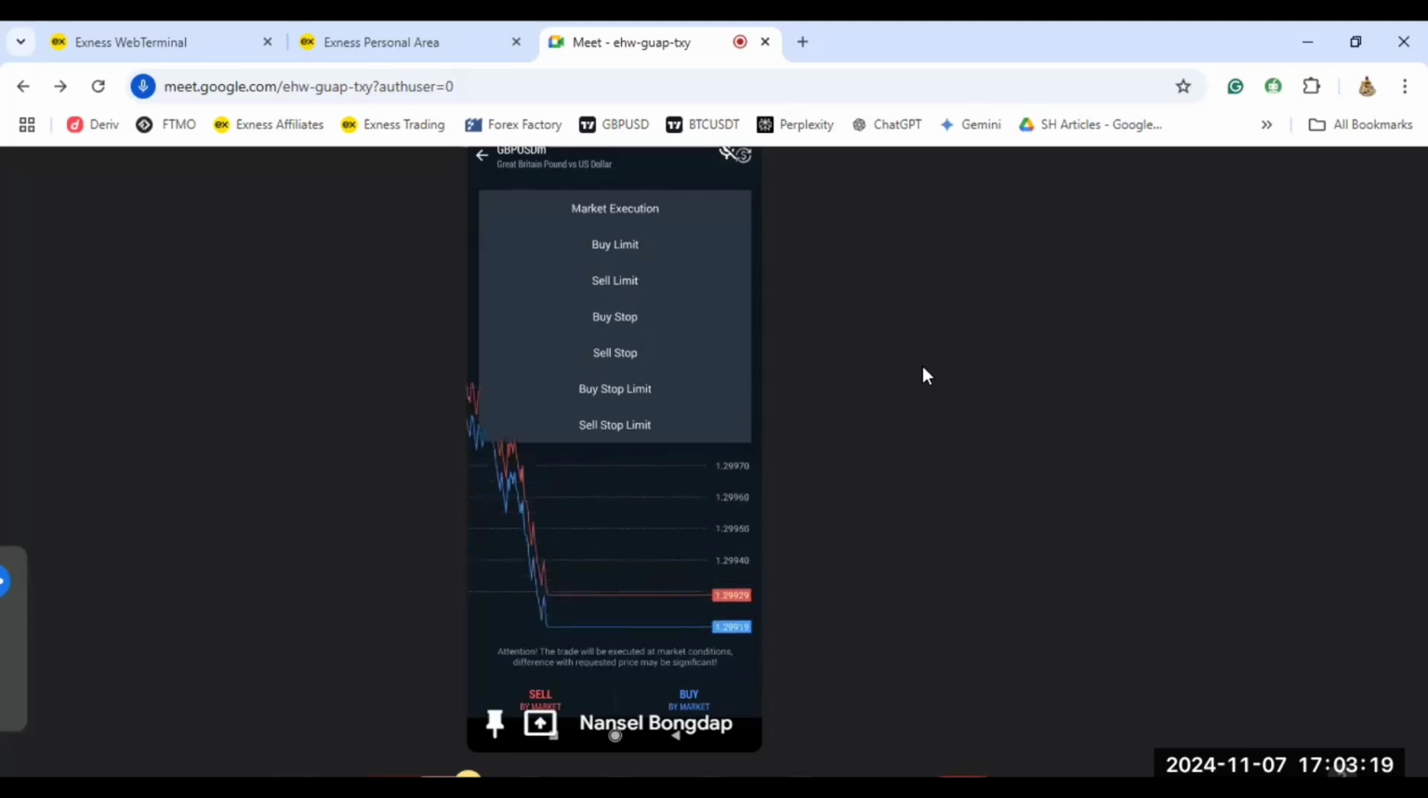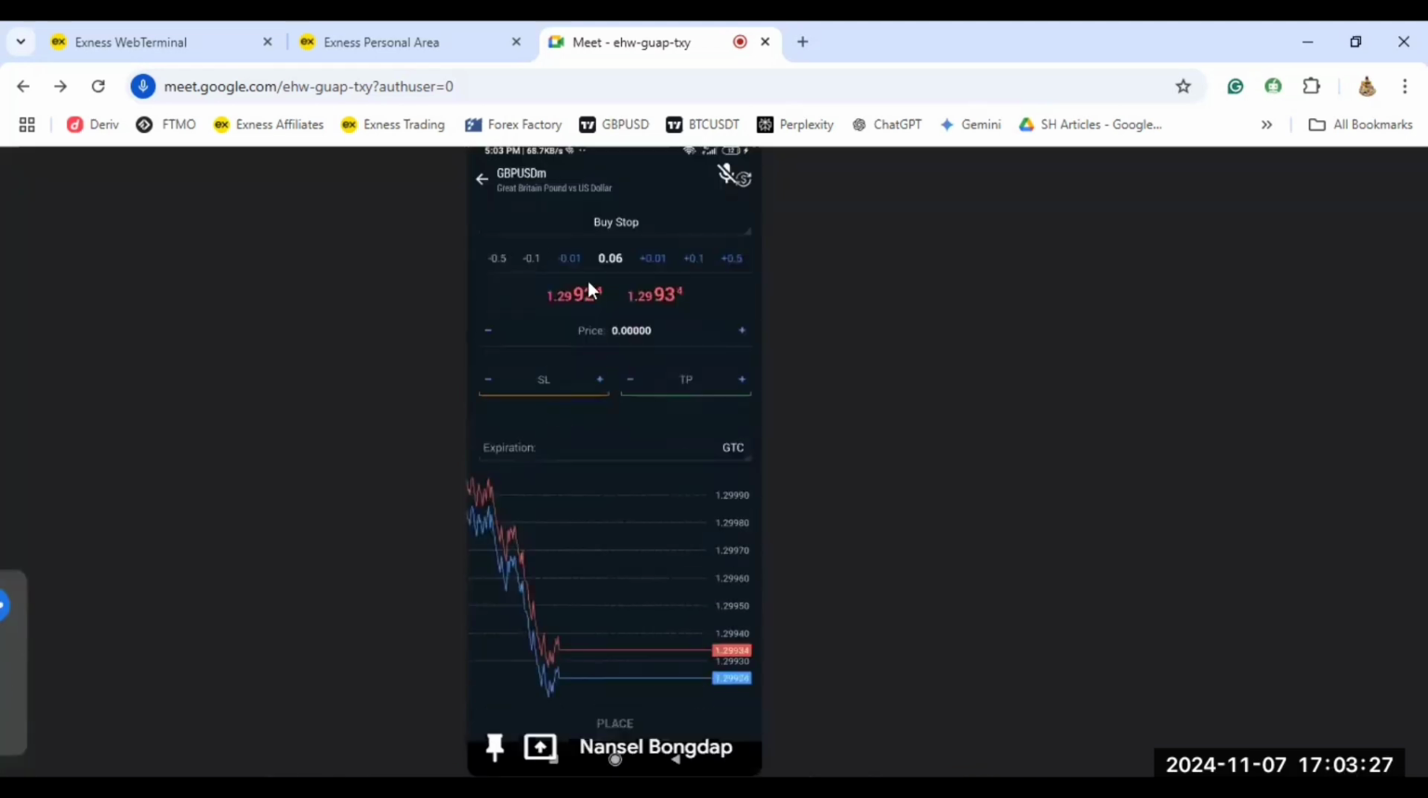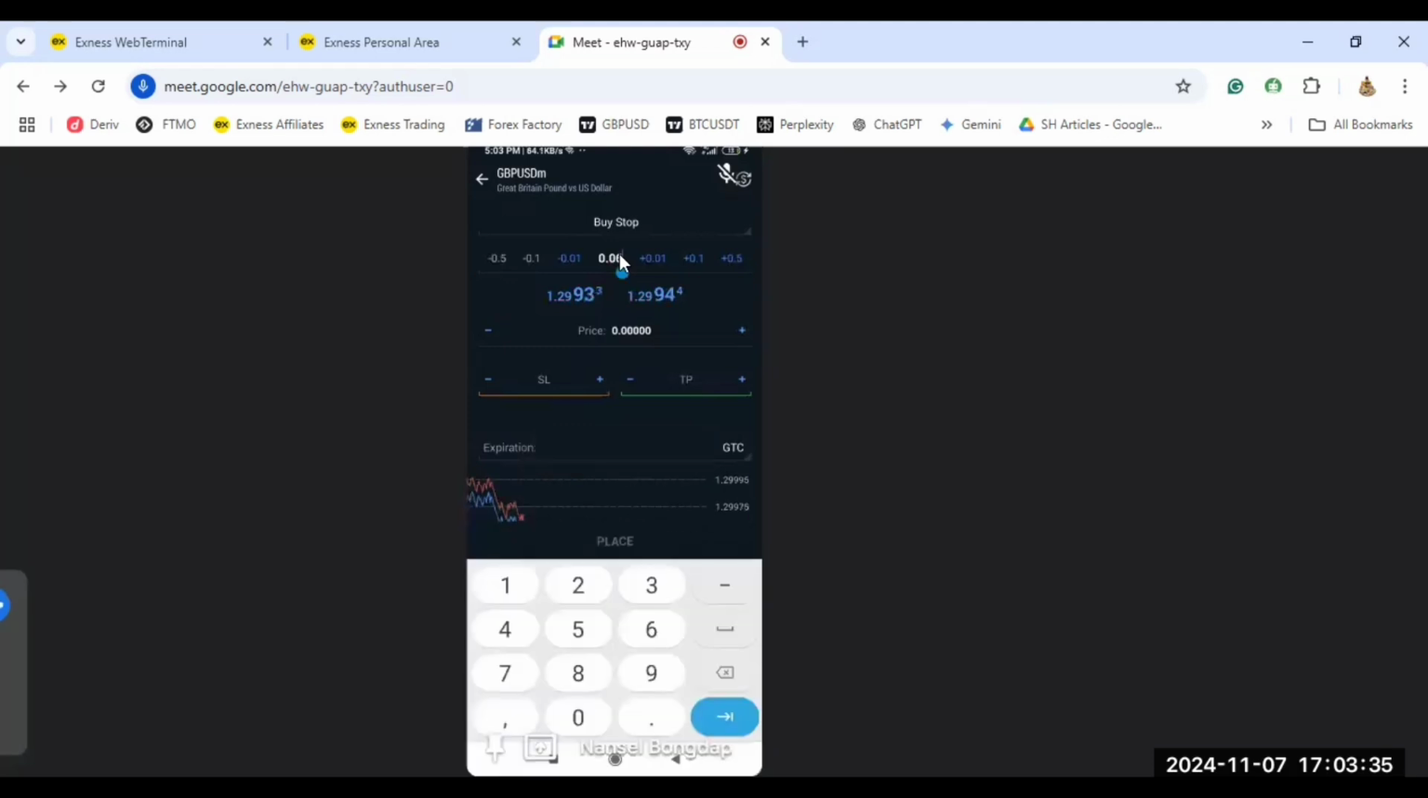So I'm going to select the buy stop order option. Buy stop. Good. So I have selected that one. Now I may want to change the lot size. So let's use 0.5 lot size. Now this is where you put your price level. At what price level do you want this to be executed?